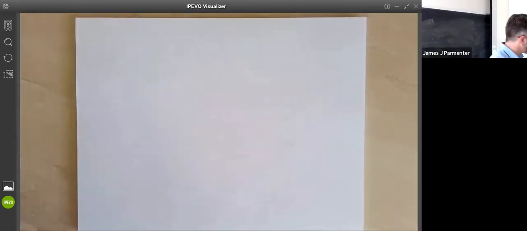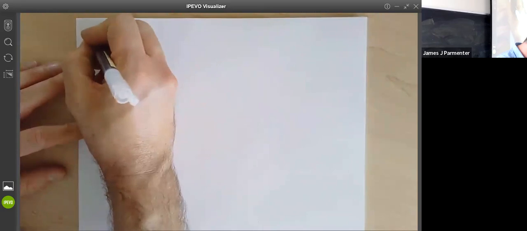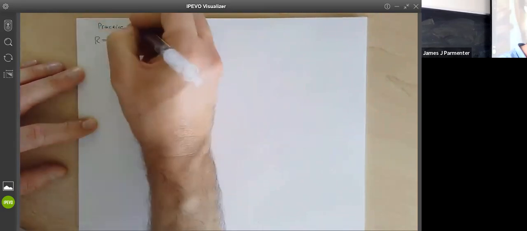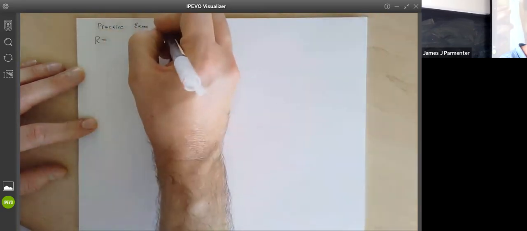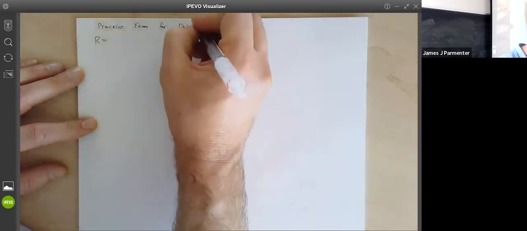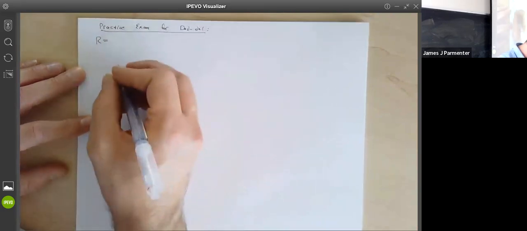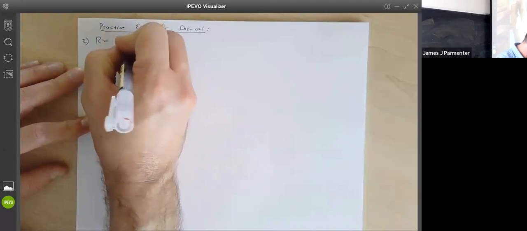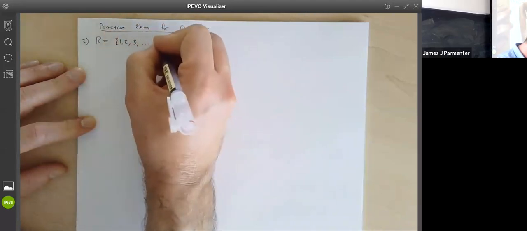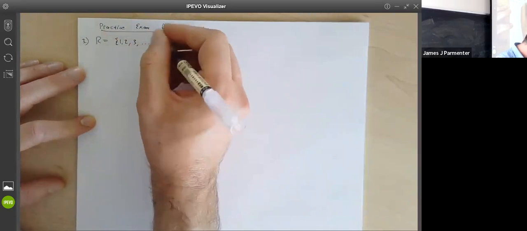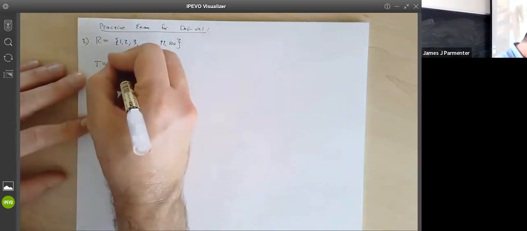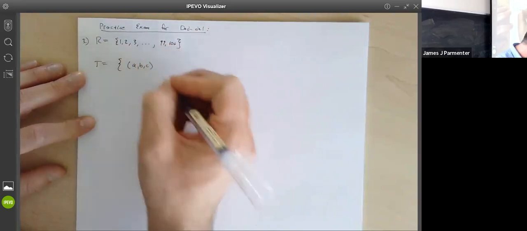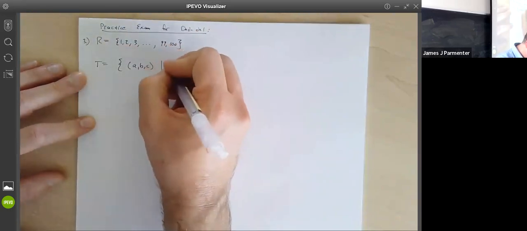So let's write it down real quick. So this is the practice exam stuff. It's problem 3. So R is the set of all integers from 1 to 100. And T is an interesting set. So T is a set consisting of ordered triples, A, B, C. A, B, and C are real?